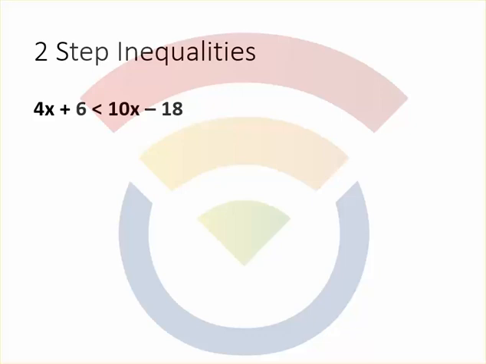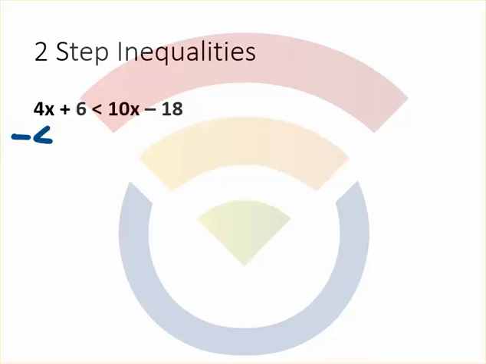One last example. 4x plus 6 is less than 10x minus 18. Notice we have x terms on both sides. We need to combine them. Now it's up to you which direction you want to move them to. Some people always like to get their x terms on the left side. Some people realize if we move our values towards the bigger x, we're not going to have negatives. Either one, as long as you do the steps correctly, you're going to get the correct answer.